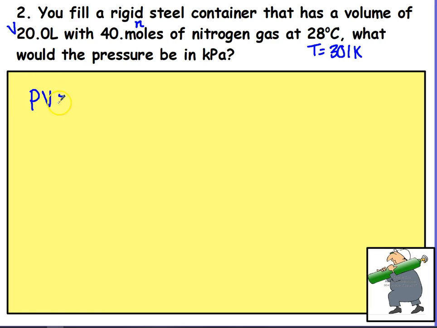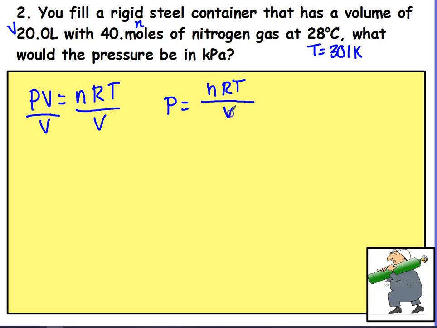So they're looking for pressure. PV equals nRT. I'm trying to find pressure, so I'm going to divide by volume on both sides. So pressure is equal to nRT over V. All right, we're going to start plugging in some numbers, starting with n for moles, and it is right here, 40.0 or 40 moles.